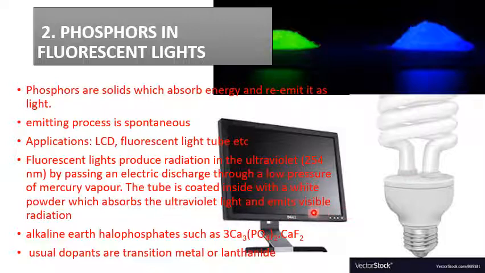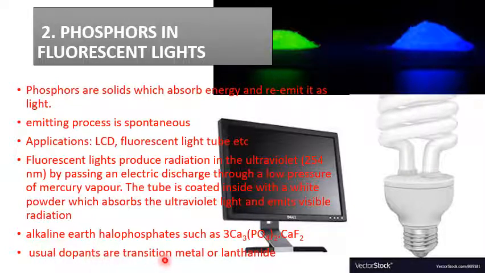And this white powder is a fluorescent material. This white powder absorbs the ultraviolet light and its atoms are excited, and when its atoms are de-excited, visible light radiation is emitted. Alkaline earth halophosphates such as calcium phosphate and calcium fluoride are used as the white fluorescent material here in the bulb.